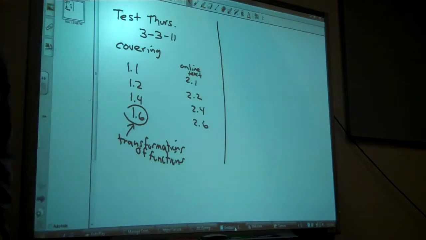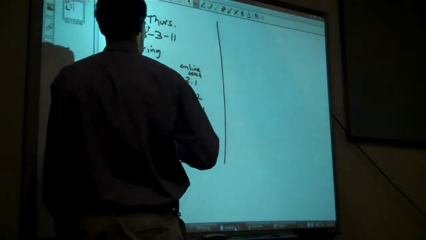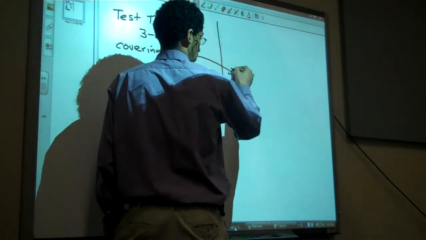Any other questions? Yeah. On the test, are we required to memorize the formulas? Midpoint. Distance formula in section 1.1, the midpoint formula, equation of a circle. It's a lot of things in section 1.1. And the answer is yes.